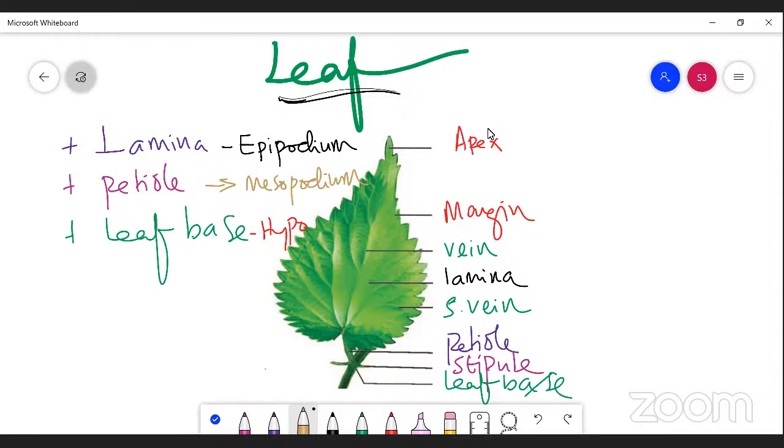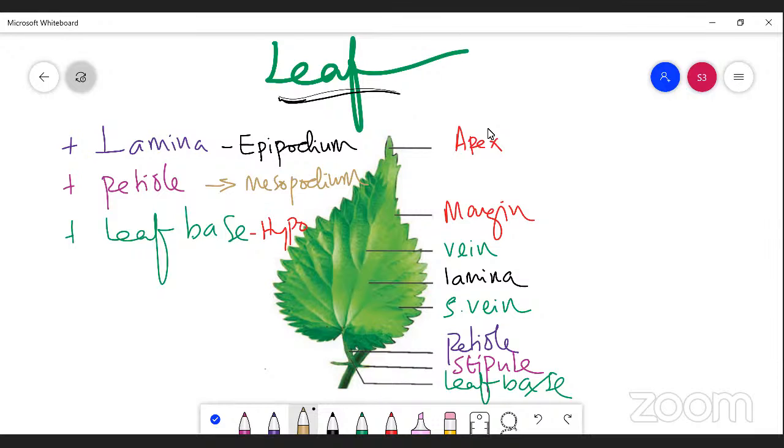Simply, a leaf consists of mainly three parts, namely lamina, petiole and leaf base. Talking about the leaf lamina, it is the epipodium, which is very broad and thin, a blade-like structure. It is a photosynthetic organ that traps light energy, right? In the lamina, you find a number of veins, midribs. There are so many veins there. We are going to see what a vein is and how many types of veins there are, and the nature of arrangement of veins is called venation, and we are going to discuss the types of venation, right?